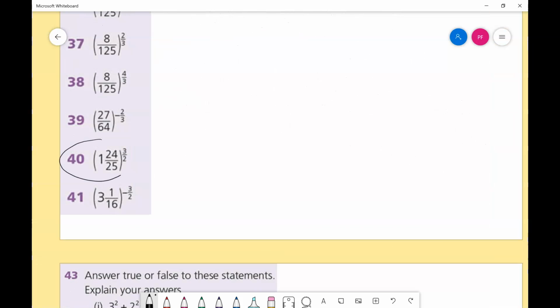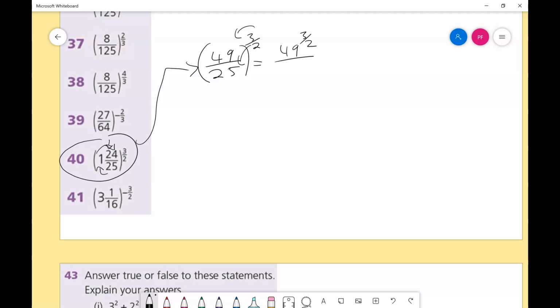Okay, so now I've got question 40. I'll do it up here. So I've got 1 24/25 to the power of 3 over 2. Now, first thing I might get rid of is my mixed fraction. So 25 times 1 is 25, plus 24 is 49. So that's 49 over 25 all to the power of 3 over 2. I've got brackets, so this applies to everything inside my brackets. So it's 49 to the power of 3 over 2 over 25 to the power of 3 over 2.